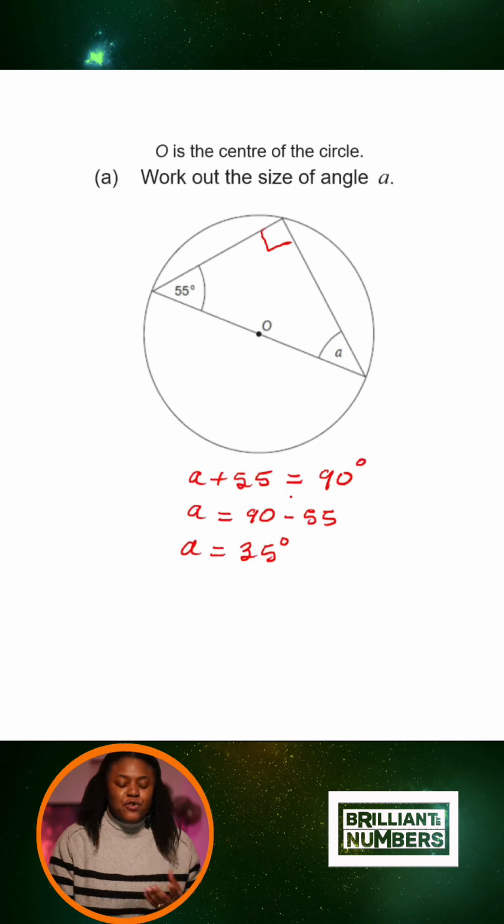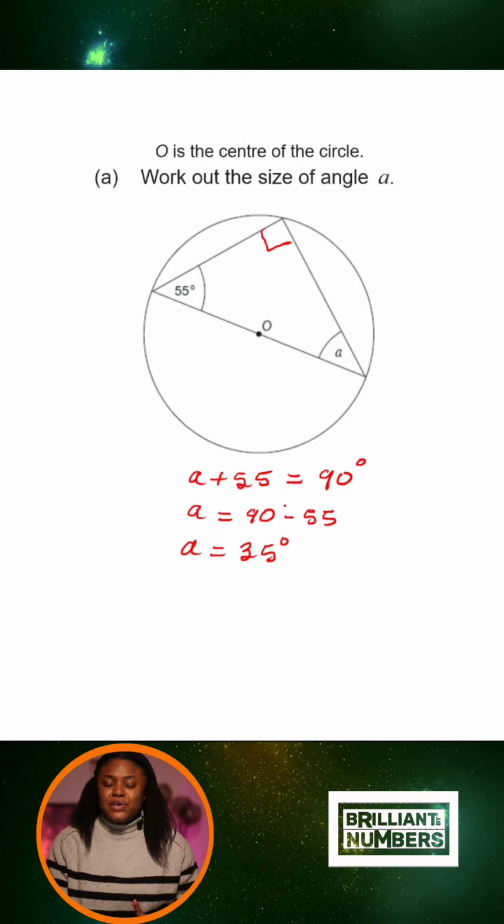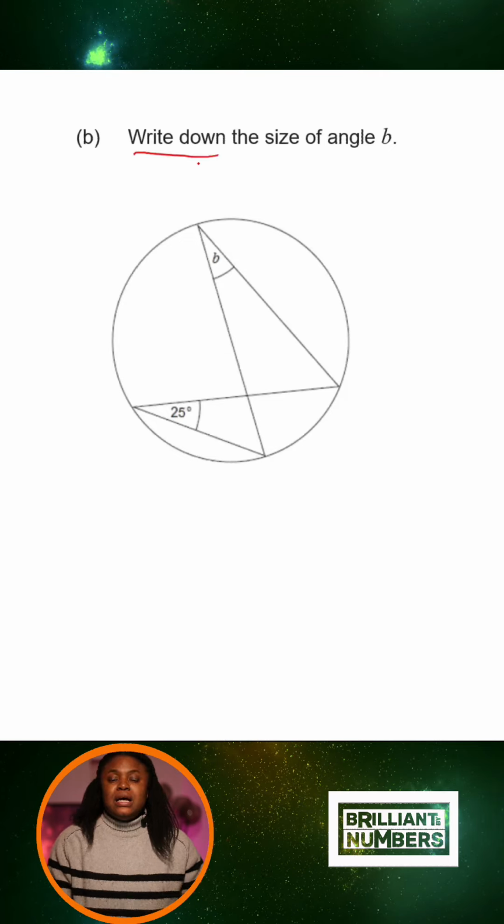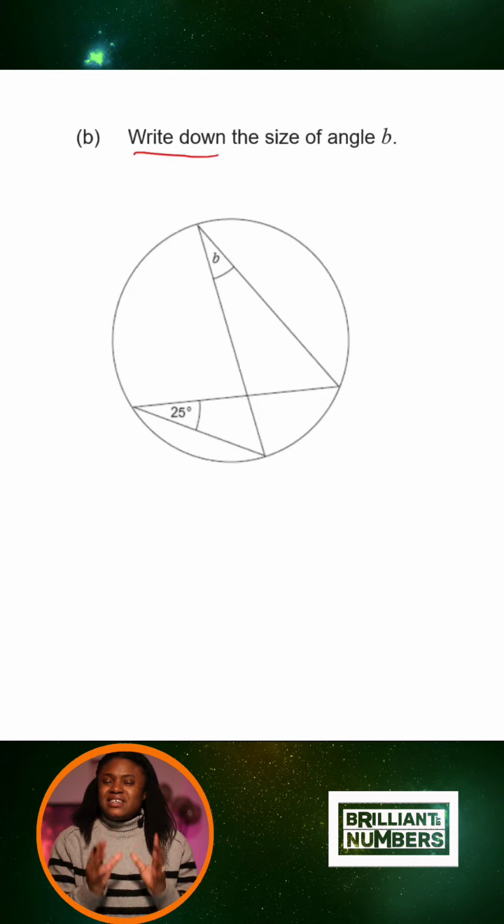And remember, you write your reason down. That's because angle in a semicircle is 90 degrees. Second reason, angles in a triangle add to 90 degrees. Now part B of that question says write down. Now when a question says write down, it means that our answer is already right in front of us. We just need to identify it and write it down.